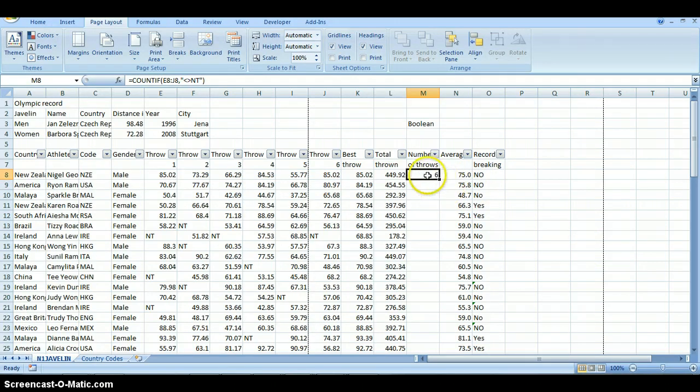Now that has given me 6. Number of throws is 6. So let's just count that. 1, 2, 3, 4, 5, 6. Yeah, there's none including NT.